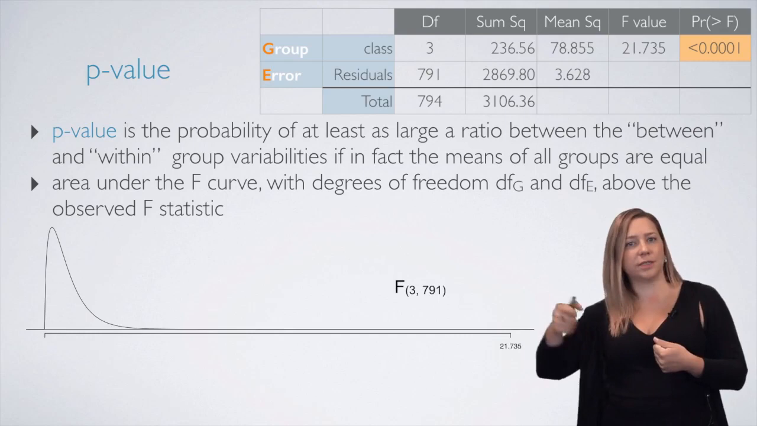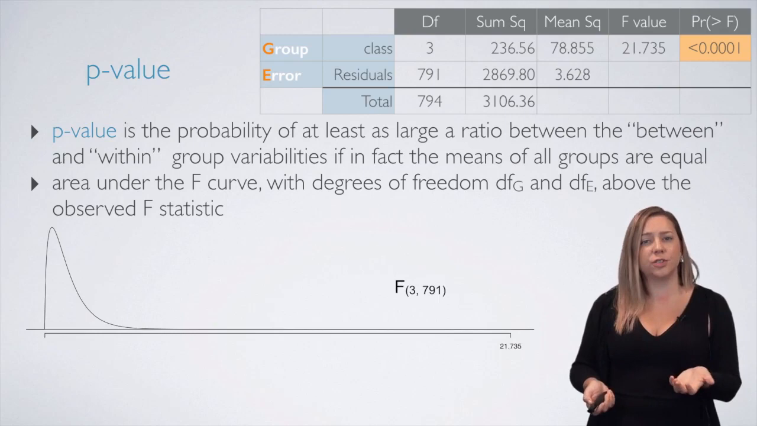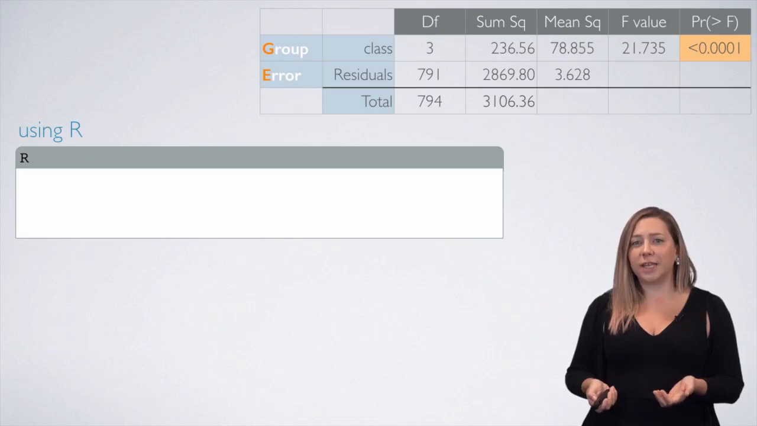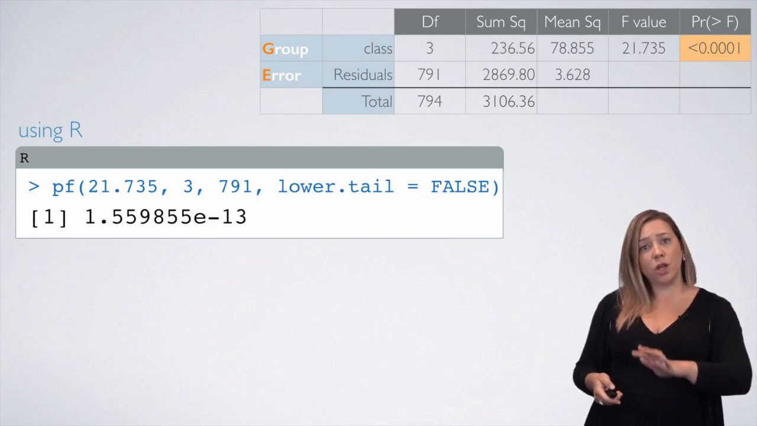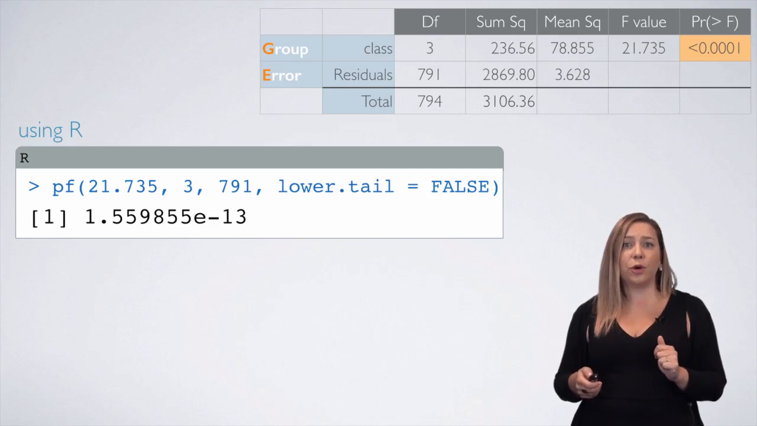Even though the ANOVA table always reports the p-value, if you wanted to do so, you could directly calculate it in R using the pf function. This function takes the observed F-score as one of its arguments, as well as the degrees of freedom, and we need to note that we don't want the lower tail, and get this tiny p-value, which is indeed less than 0.0001. Now it's finally time to make a conclusion.